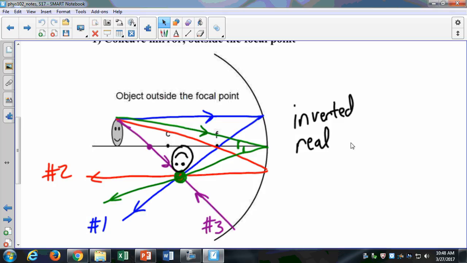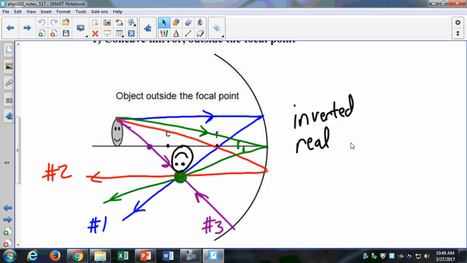Rule number 3 was through the center of curvature. And I sort of fudged it a little bit. We just imagined our center of curvature was there. And then back upon itself. If you're careful with the ruler and all that, these all come out just right. And then the 4th one was to the center of the mirror, and then just follow the law of reflection. So this angle is equal to this angle. And they should all cross where the image is.